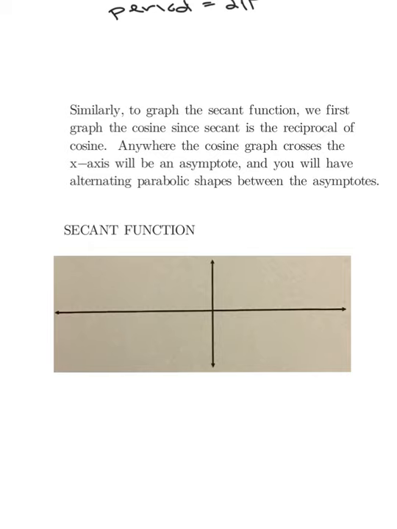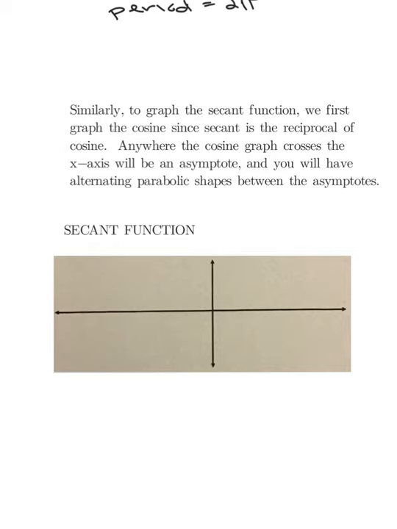In the same way that we did the cosecant function, we are going to do the secant function. Since it is the reciprocal of cosine, we are first going to graph the cosine, find the zeros, which is where the asymptotes will be, and then create our parabolic shapes alternating, opening up and down.